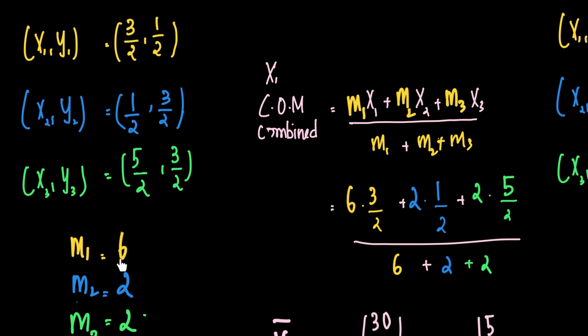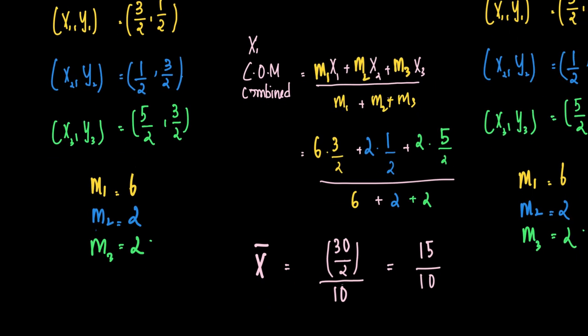What is m1? 6. x1 is 3 by 2, so we have 6 into 3 by 2 plus m2 is 2, x2 is 1 by 2, 2 into 1 by 2 plus m3 is 2 into x3 is 5 by 2, so 2 into 5 by 2, by m1 plus m2 plus m3, which is 6 plus 2 plus 2. Wait, 6 into 3 is 18, 18 plus 2 is 20, 20 plus 10 is 30. So x bar is 30 by 2 by 10, which is 15 by 10.